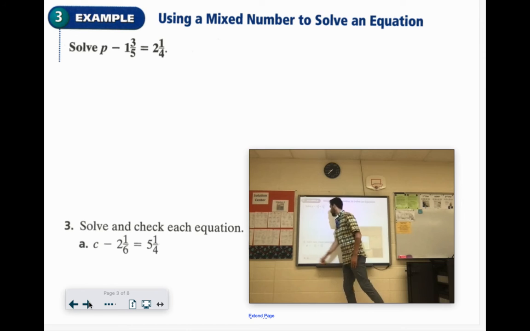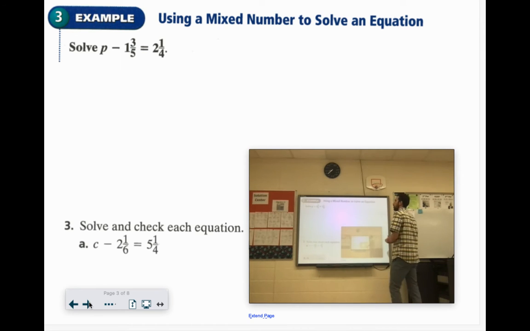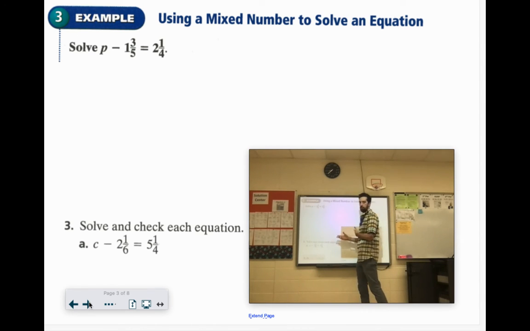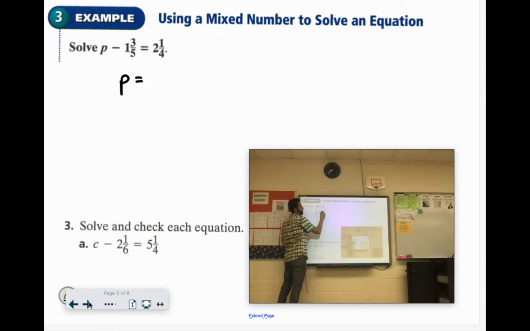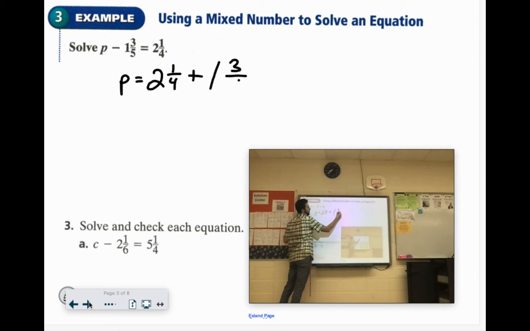Let's get to the mixed numbers. P minus 1 3/5 equals 2 and 1/4. How are we going to get rid of minus 1 3/5? We're going to add it. So, really the equation we're doing is 2 and 1/4 plus 1 3/5. Getting a common denominator, what can 4 and 5 go into? 20.